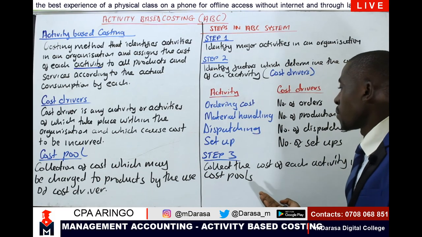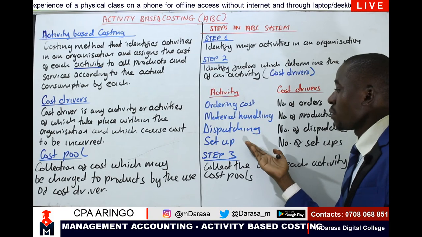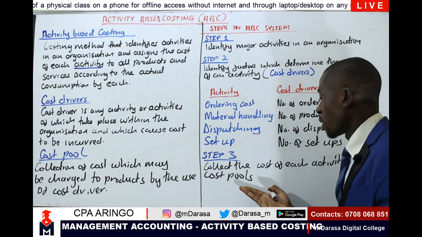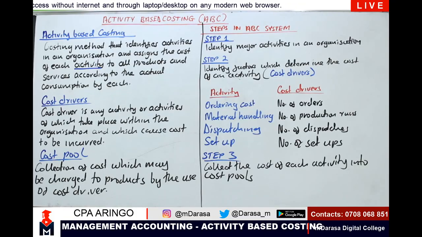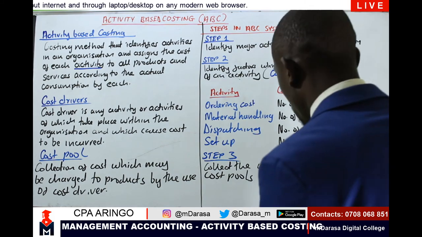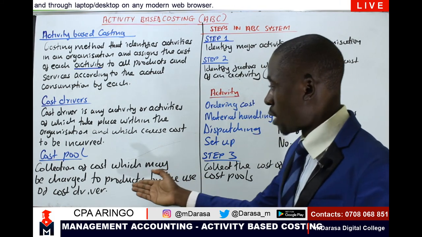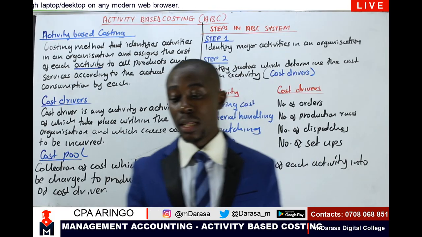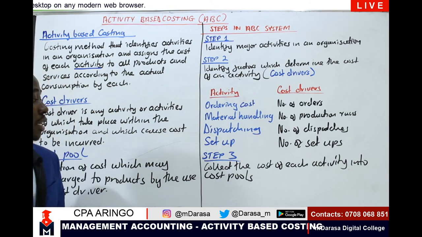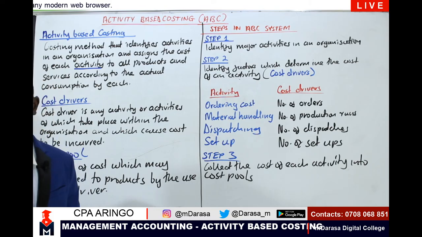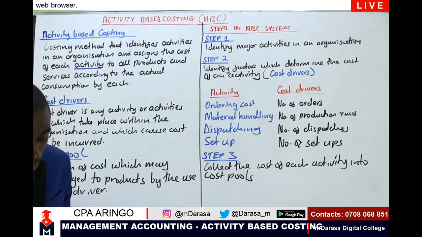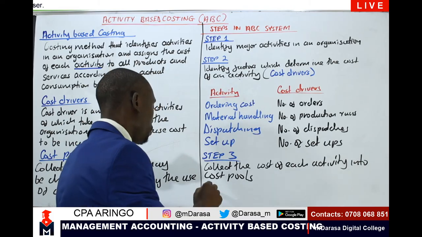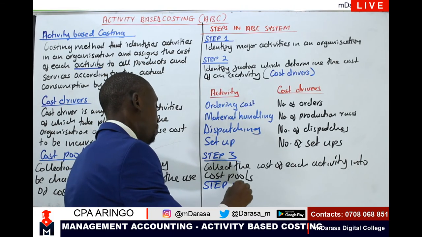So because you'll see step number three, after we've identified our cost drivers, now it will be upon us to collect the cost of each activity into what is known as the cost pools. So that's why it's very important. And the beauty part of it is that we had looked at it at that point. So after we've talked of that, it should take us to step number four, which should be our last step.